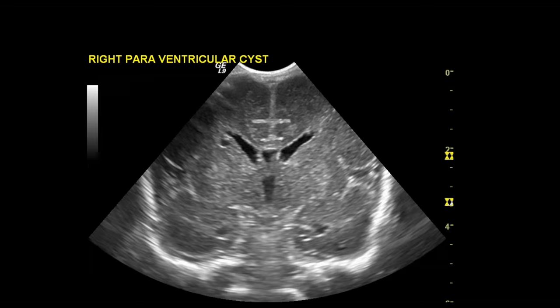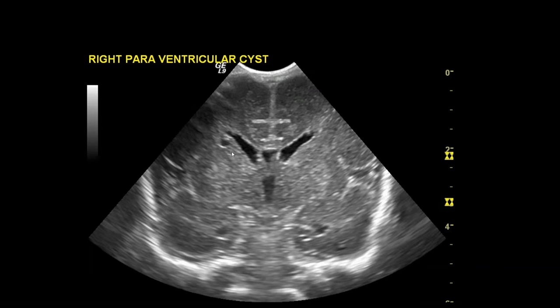Okay, so now going into other cysts that you can see in the brain. I think this is the one that causes a lot of people quite a bit of problem. This is a right paraventricular cyst. So these are now actually called connatal cysts. The old terminology for them was paraventricular cysts.